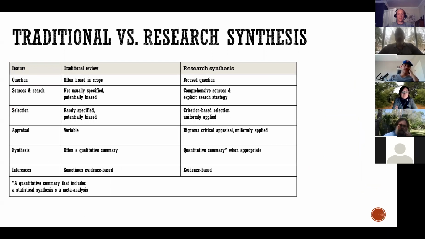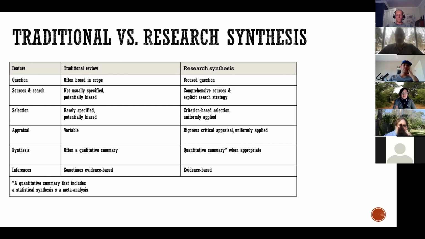So what is the main difference between a traditional review versus a research synthesis? I've been using the words systematic review and meta-analysis, and I'm going to get a little more into defining exactly what those are. We have a long history of reviews being done in ecology, but we don't have a very long history of systematic reviews being done. We have a little bit of history of meta-analyses.